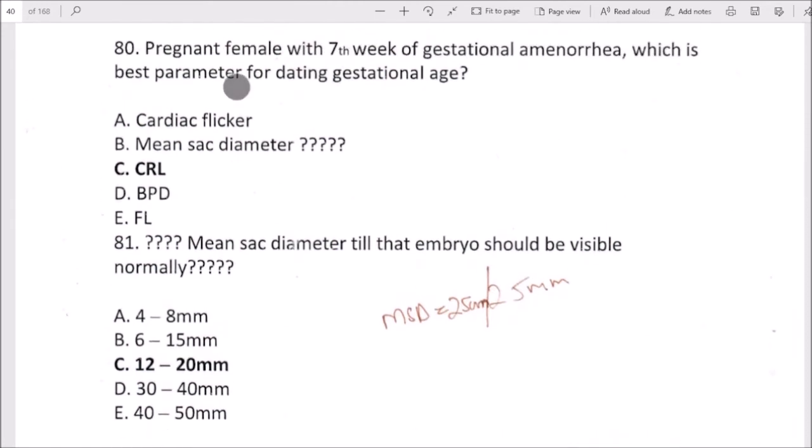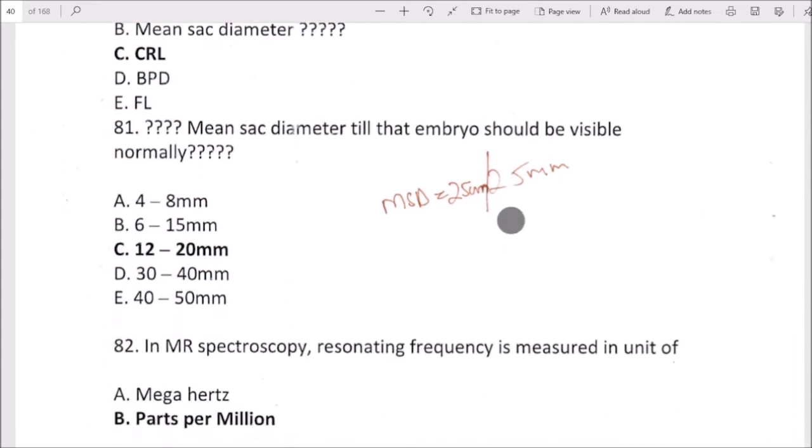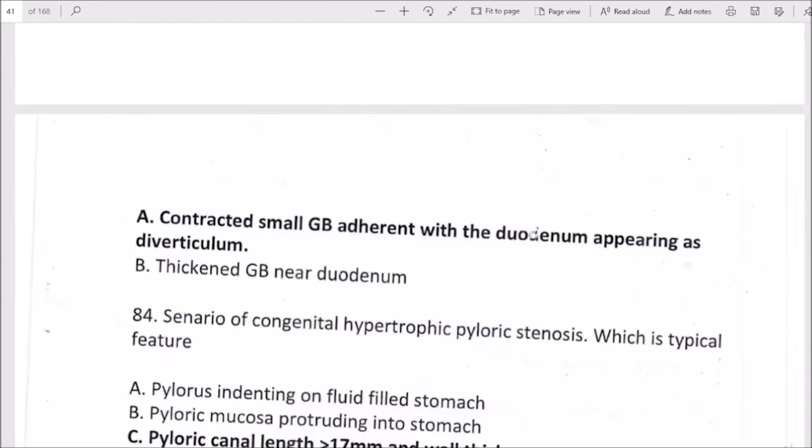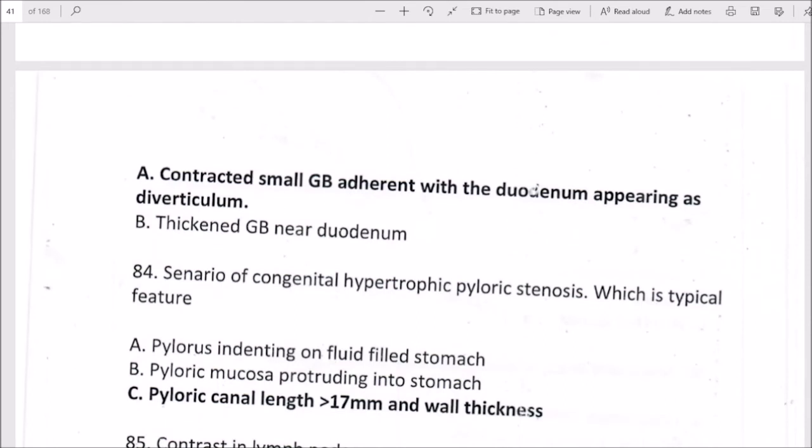80. Pregnant female with 7th week of gestational amenorrhea, what is the best parameter for gestational age? CRL. 81. Mean sac diameter at which embryo should be visible is 12 to 20 mm. 82. In MR spectroscopy, resonating frequency is measured in parts per million. 83. Scenario of cholecystoduodenal fistula: contracted small gallbladder adherent to the duodenum appearing as a diverticulum.